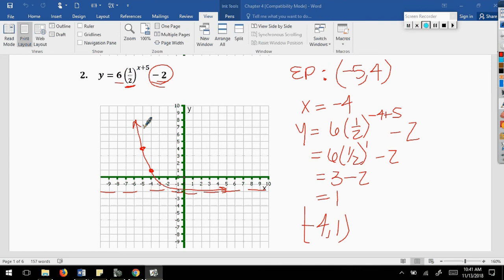So now I do domain and range. The domain for this one would be negative infinity to infinity because it is not restricted left to right. And the range here, from my asymptote, which is negative 2, up to infinity.